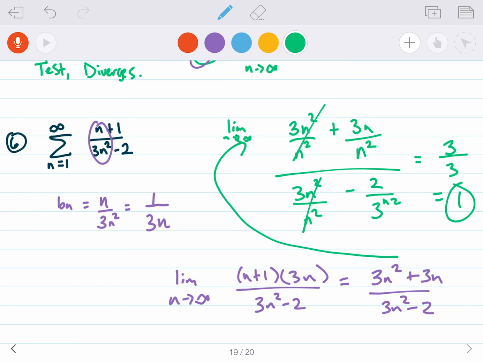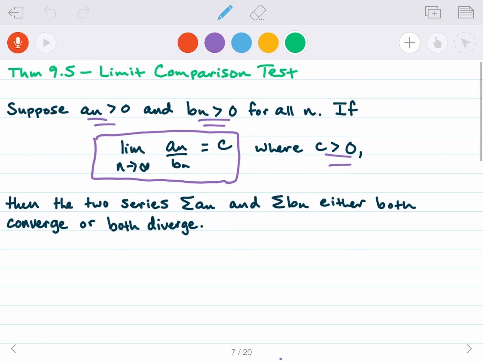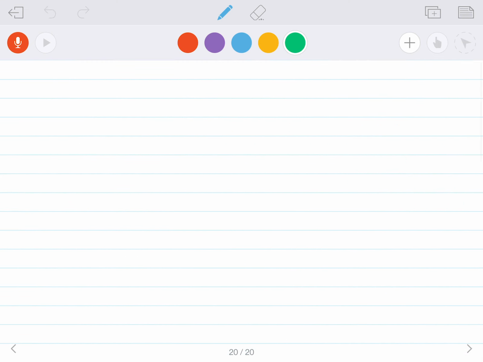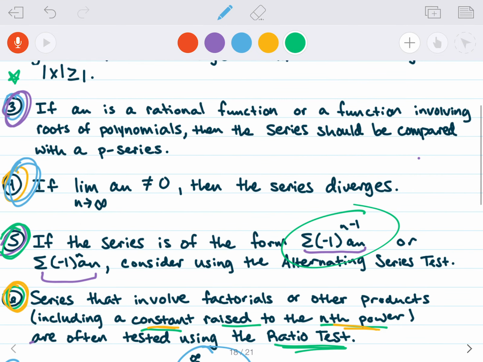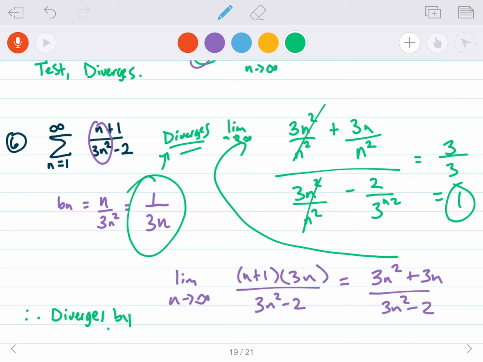Okay, so what does this tell me? So let's go back to the limit comparison test. The limit comparison test, remember, tells me that if the limit does indeed exist and it is greater than 0, then they either both converge or both diverge. Now, what were we comparing the original series to? Well, let's go back. We were comparing it to this guy. So we know that this guy diverges because it's just the harmonic series multiplied by a third, and therefore our original series diverges by the limit comparison test.